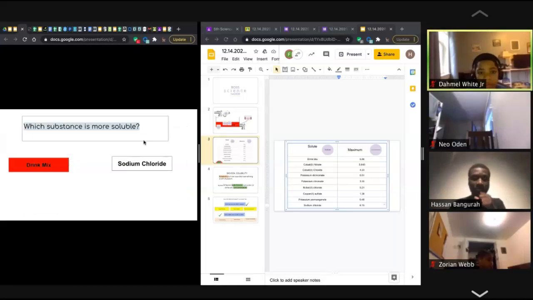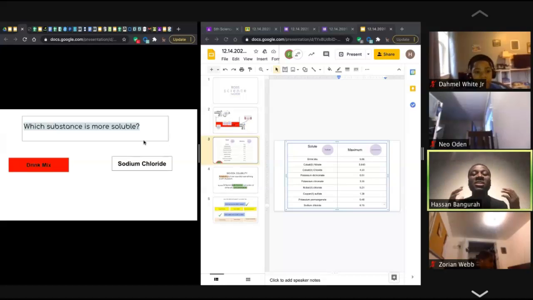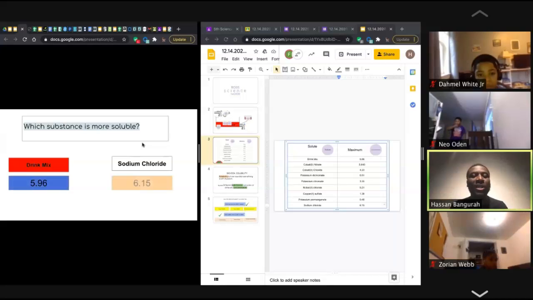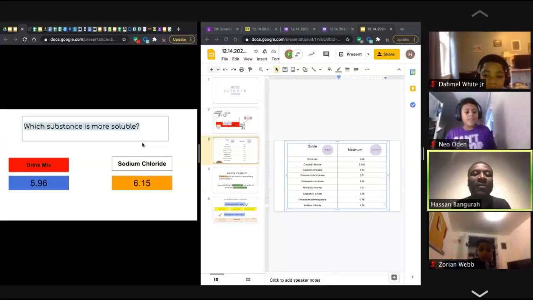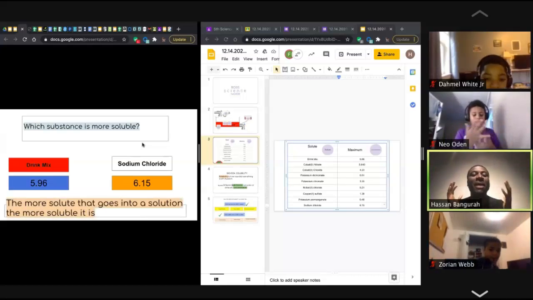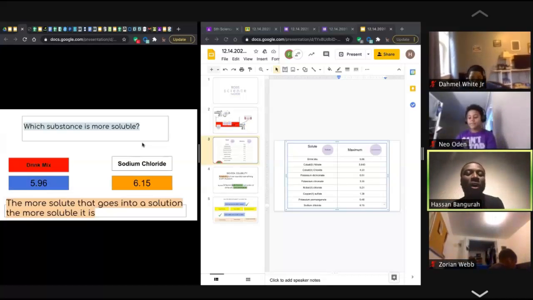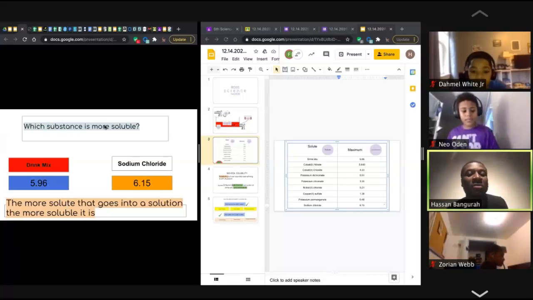Okay. But now we have to think about which substance is more soluble. Okay. Which substance is more soluble? And so we have drink mix, which is 5.96, and we have sodium chloride, which is 6.15. Soluble is when more solutes is able to dissolve in a solution. So based on my two solutes, which solute is more soluble? And please be ready to use the information on my chart.